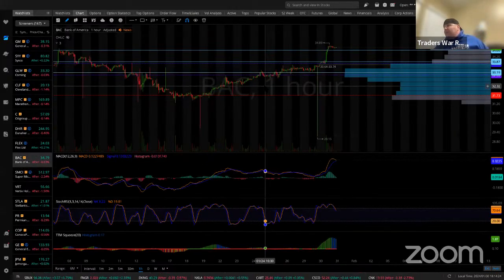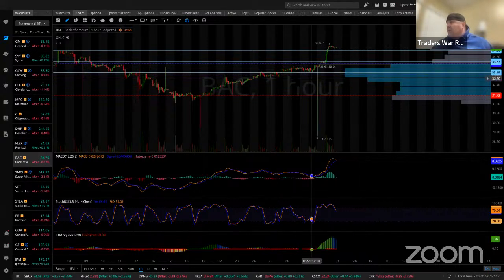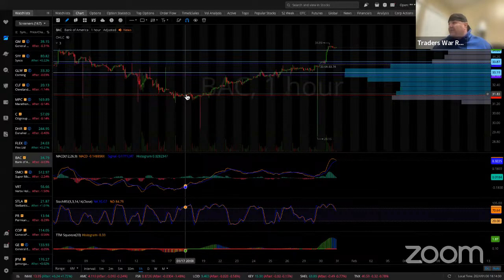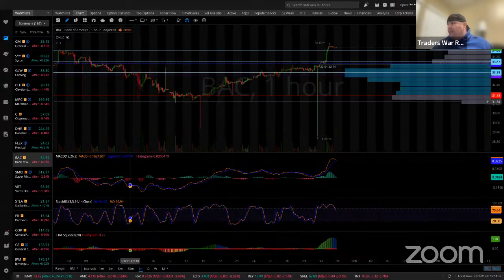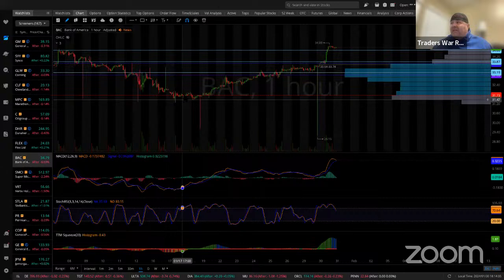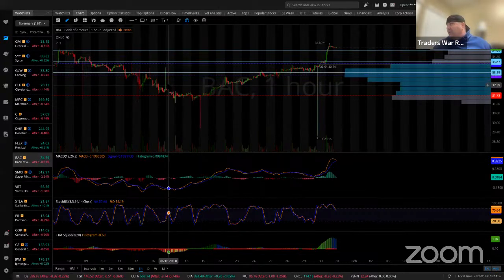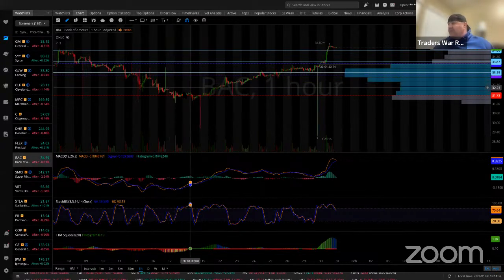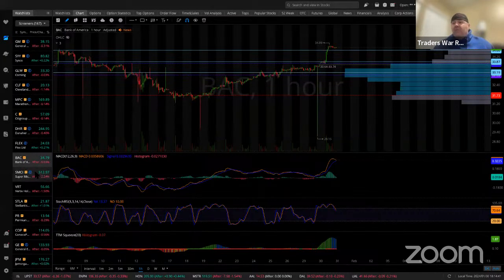Bank of America, we talked about this multiple times. Definitely a good long entry, and LEAPS were suggested back here on Bank of America, LEAPS out into 2025, 2026. So you guys are probably banking pretty decently off of this $3 to $4 move there.